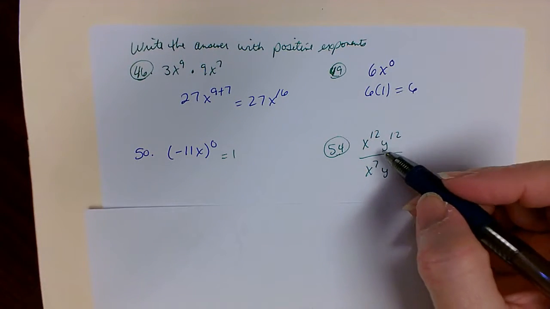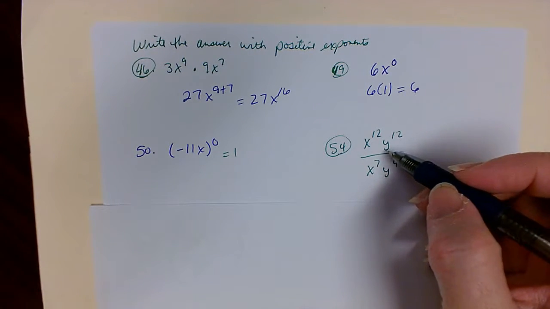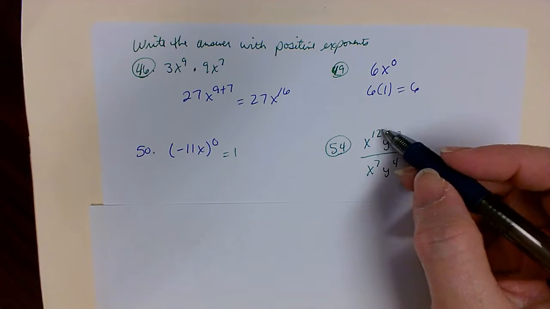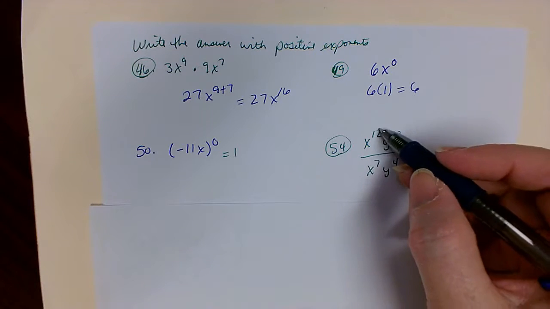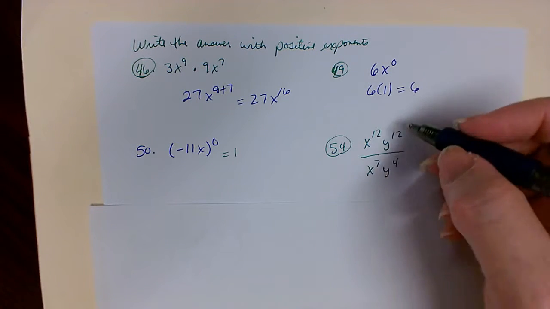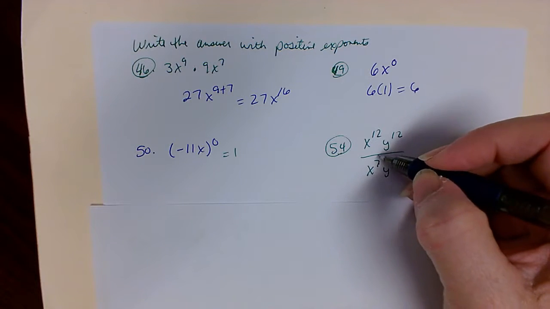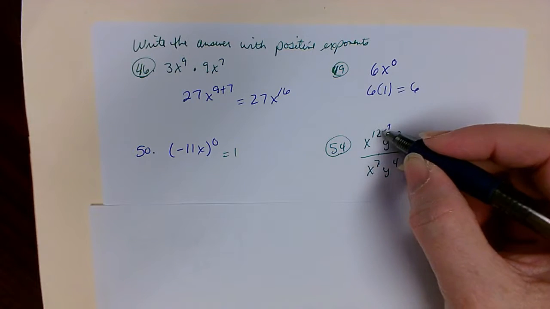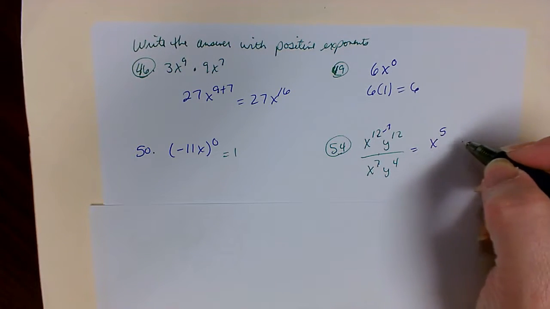Here we have a division. So with division, when we cross the line, we change the sign. So here we have a bigger exponent of 12 over a positive 7, and they have the same variable. So as I bring the 7 up and I cross the line, I change my sign. So I'm going to get an x to the 12 minus 7 will be 5.